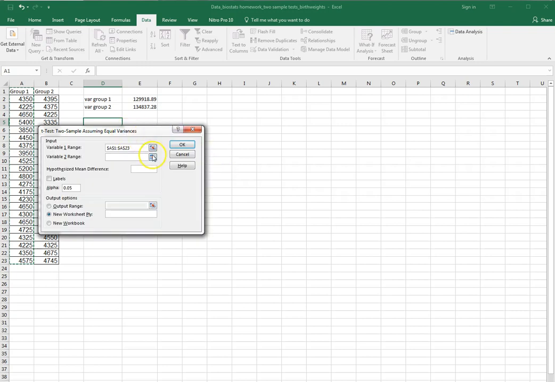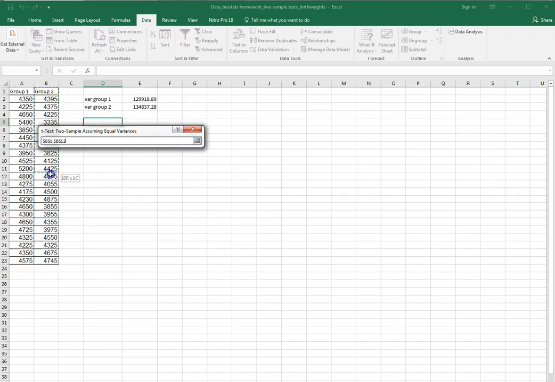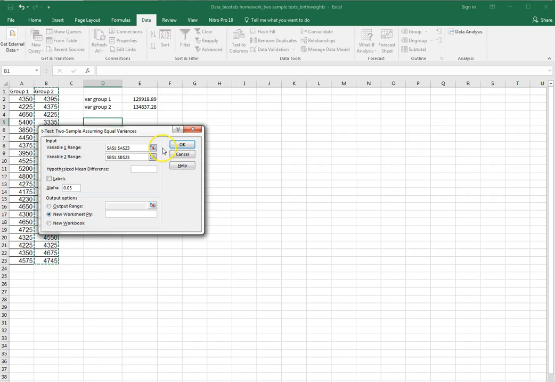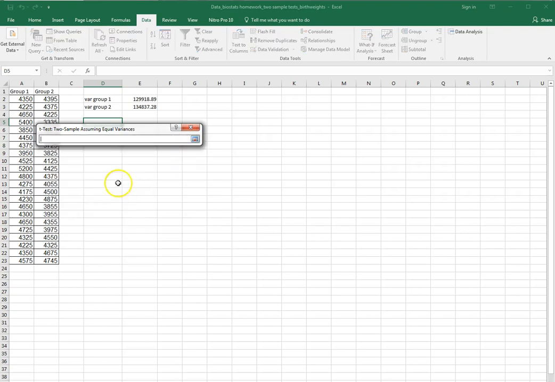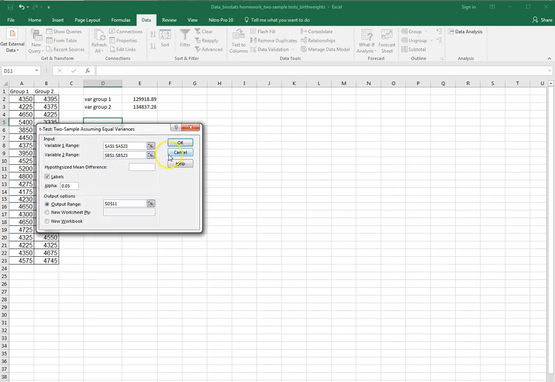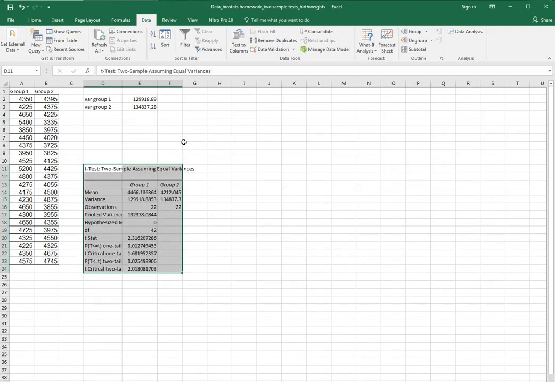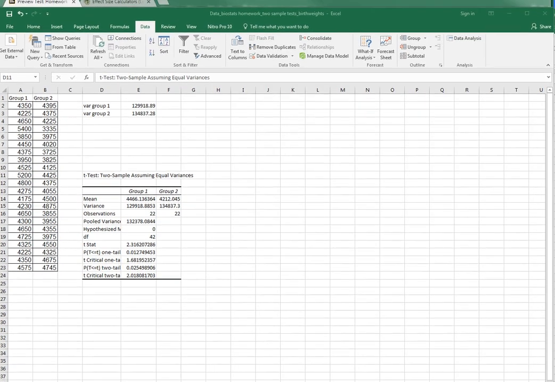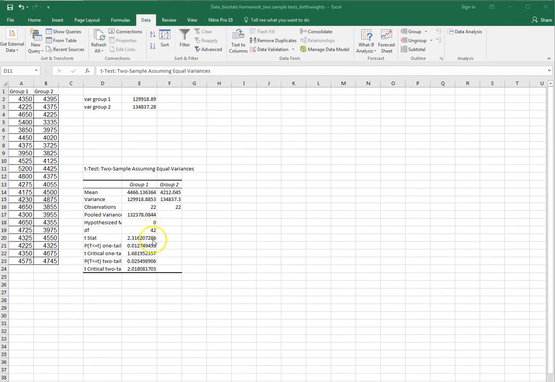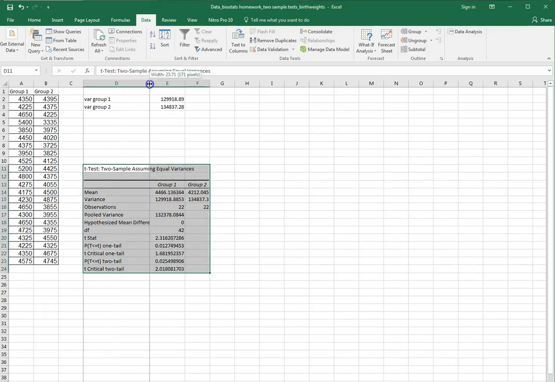Okay. And then I need to select my range of data here. And I did choose label, so I need to check that. And I need to select my output range, and click OK. Okay, so now I have my results. So let me take a look at these results.